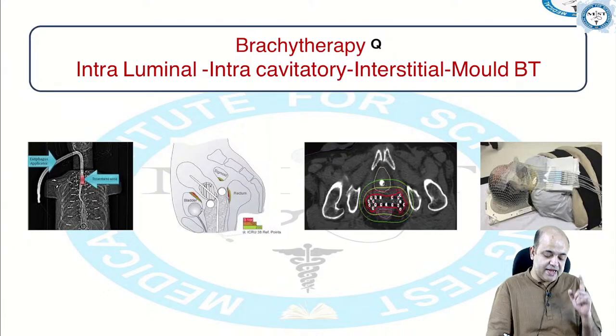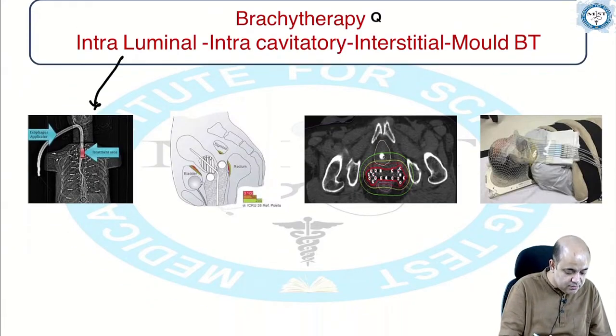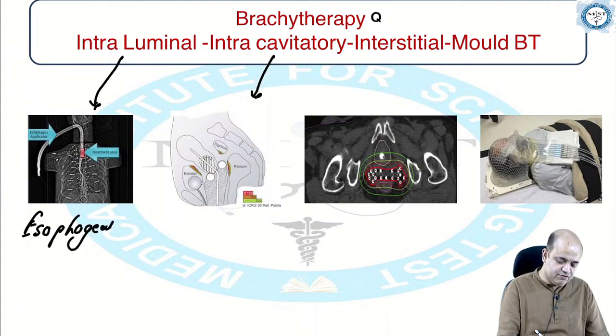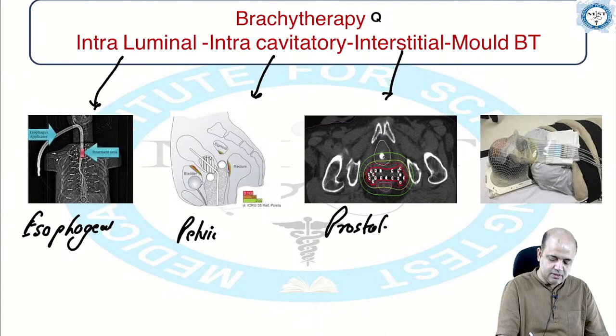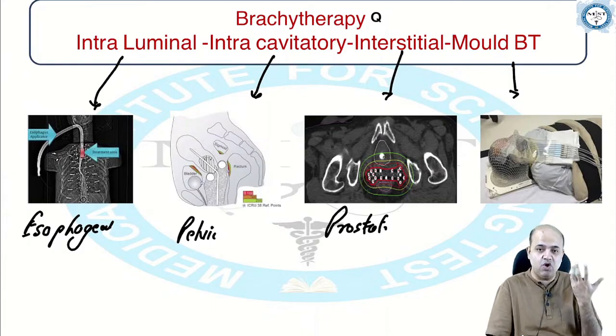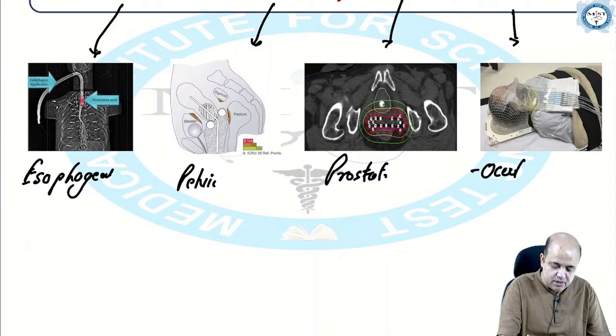Okay. Brachytherapy: intraluminal is for esophageal cancer. Intracavity is for pelvic tumors, most commonly for cancer cervix. Interstitial is for prostate cancer. And molds are in the form of molds. They are kept over superficial tumors of the head and neck, for ocular tumors, and for penile cancers.